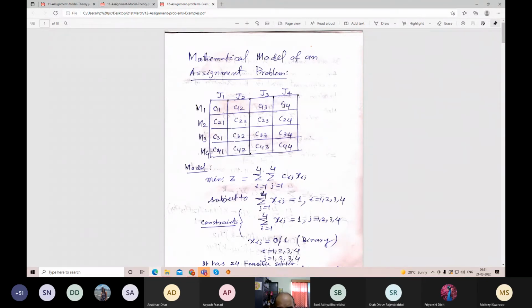Okay. So that gives the value of the objective function. Okay. And the optimal assignment comes automatically. Okay. There is no other rule. Okay. Maximum, minimum.